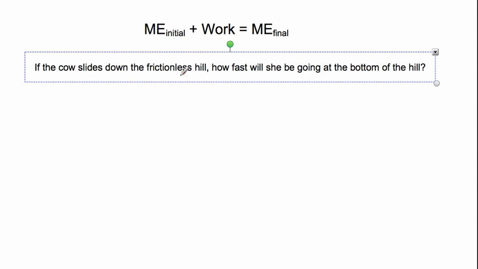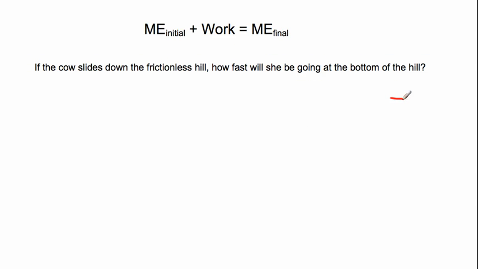All right, so let's take a look at this question. So we've got the cow back up on the hill. Here's our hill right here. Here's our cow, and that's 10 meters high. I want us to draw an arbitrary but usually common sense level of where we're going to measure our height from. And then let's denote this point A and this point B. We want to know how fast she's going to be going at the bottom of the hill, so B, which is at the end of the cow's trip down the hill.